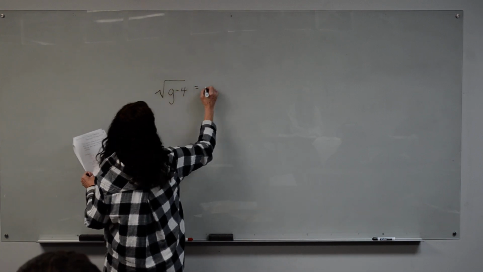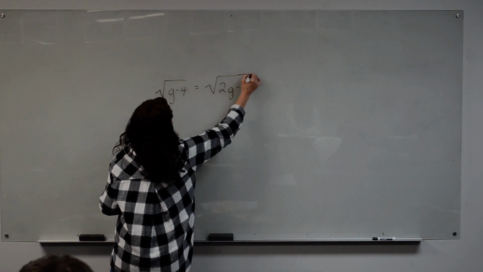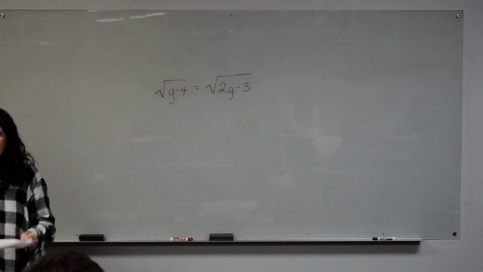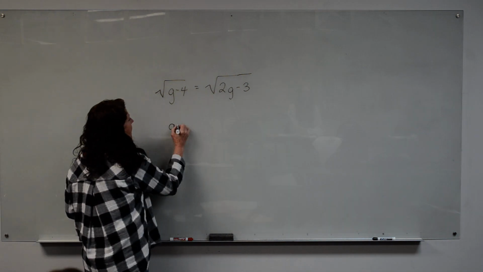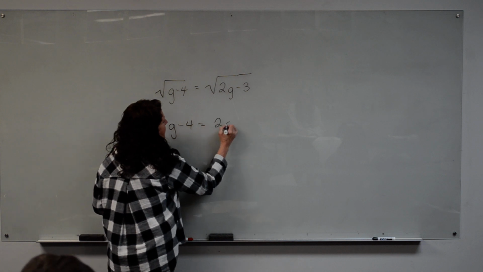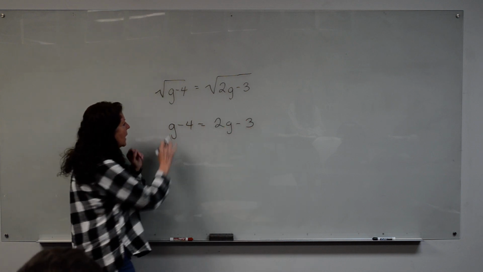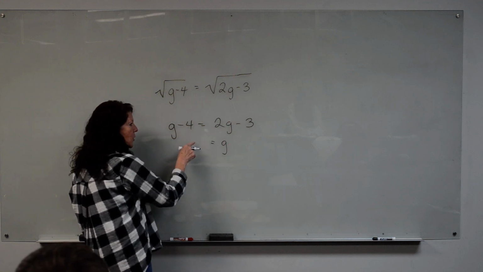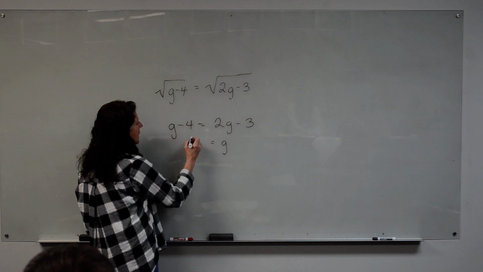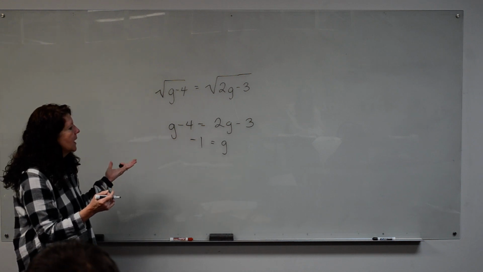This is the last problem on that page. What am I going to do? Square. I'm going to square both sides. When I square both sides, I get this. Then I'm just doing algebra to solve it. So if I subtract the g, that's going to give me a regular g there. If I subtract the 3, or add the 3 to get rid of it, I'm going to get a negative 1. So I'm going to say g is equal to negative 1.